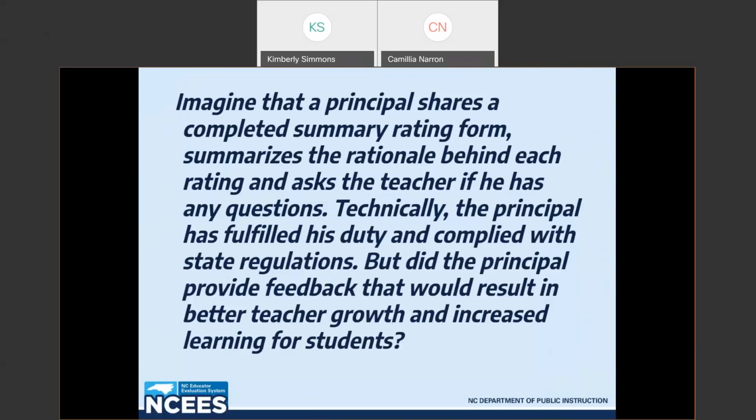So imagine that a principal shares a completed summary rating form, summarizes the rationale behind each rating, and asks the teacher if he has any questions. Technically, the principal has fulfilled his duty and complied with the state regulations. But did the principal provide feedback that would result in better teacher growth and increased learning for students? And I think that we all know that the answer to the question is no. But too often, this is the scenario that we see across North Carolina, whether it be because administrators are rushed at the end of the school year or they simply do not have the expertise to coach teachers in their content area. However, it is important that we change this process to ensure a supportive growth model for teachers.